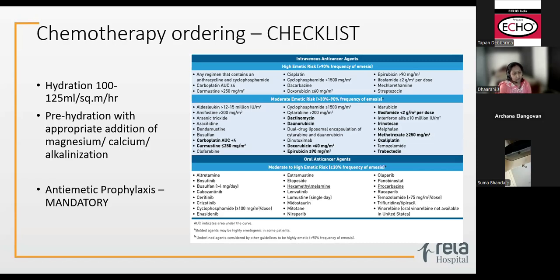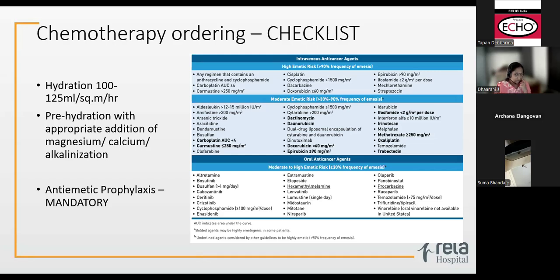So most importantly, we start the hydration first, 100 to 125 ml per meter square per hour. And for some chemotherapy like cisplatin, we have to add magnesium, calcium, potassium, because we will either give mannitol or diuresis along with the drug. So at that time, they may lose magnesium, calcium. So the protocol again is very important. So the hydration has to be started first, and antiemetic prophylaxis is very important. So the chart shown here shows the emetogenicity of each chemotherapy.